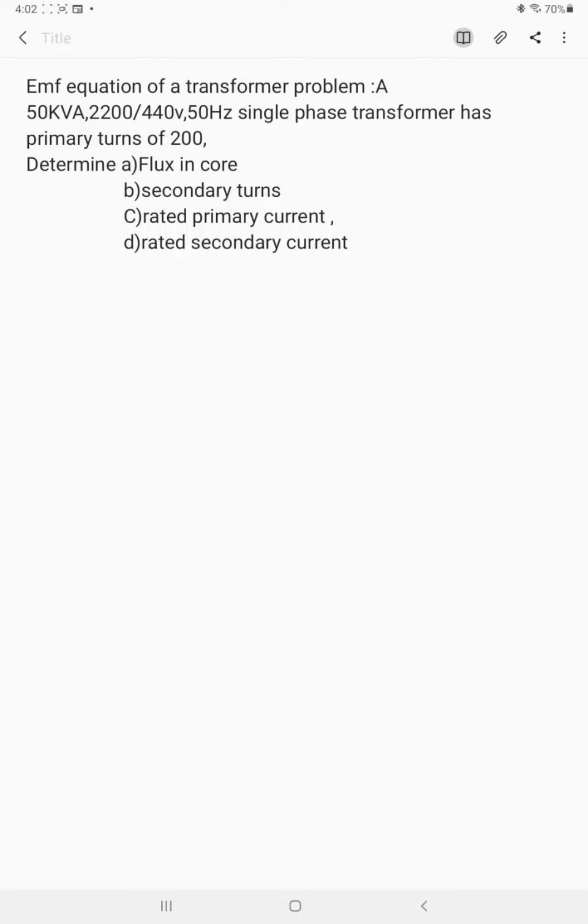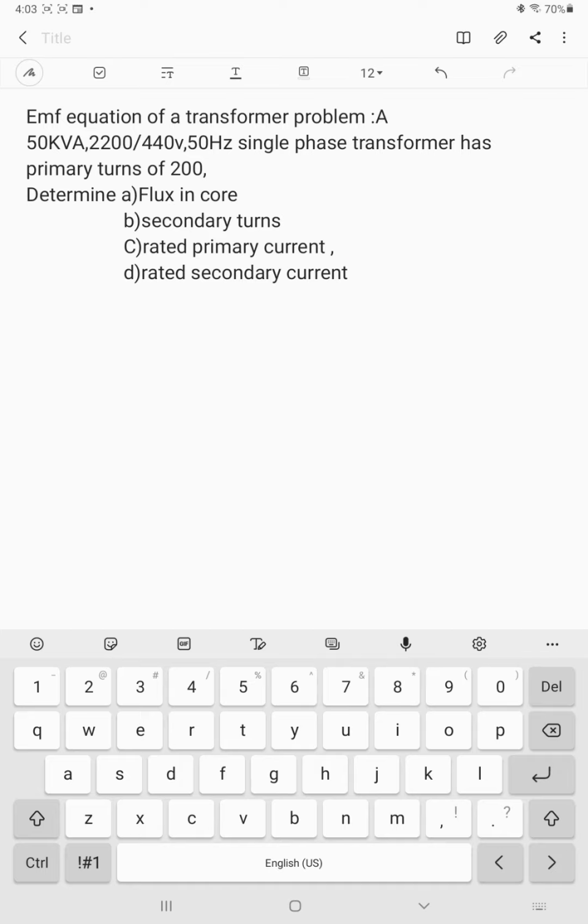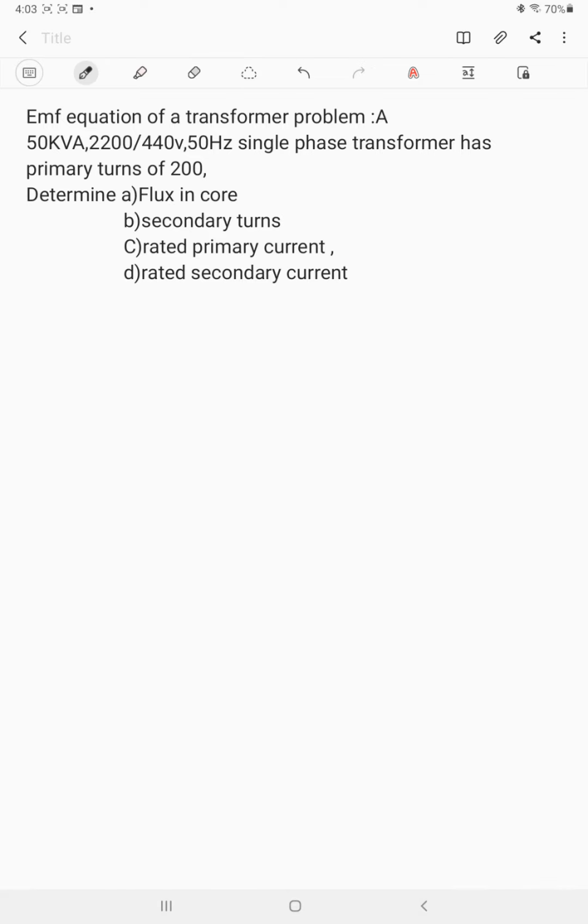In this video, we are going to discuss an EMF equation of a transformer. It's a simple problem based on the EMF equation of a single phase transformer. Let's see the question. A 50 kVA, 2200 by 440 volts, 50 Hz single phase transformer has primary turns of 200. Determine flux in core, secondary turns, rated primary current, rated secondary current. Let's solve the problem.